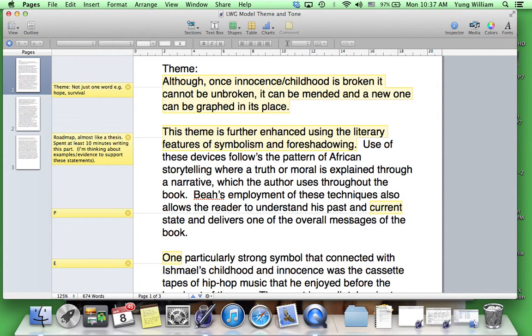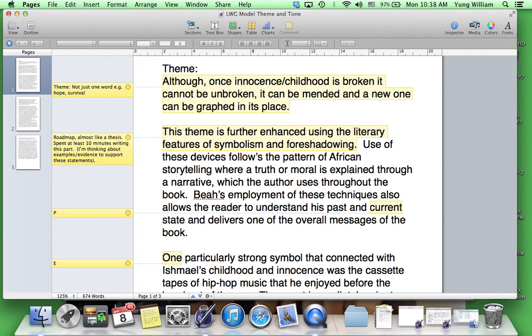You'll also notice the next part I wrote, the next short paragraph, actually took me about 10 minutes, and this is really the roadmap for the entire rest of the essay. That's why it took me so long to write this small part, because I was thinking about what examples and illustrations from the actual text I am going to use. What is my evidence going to be to support my points, or the point I just made at the top, about innocence being broken but a new one being grafted in its place?